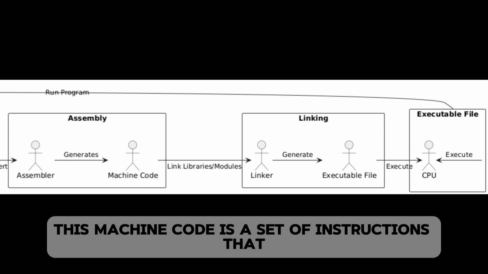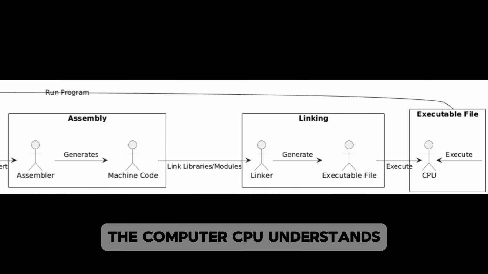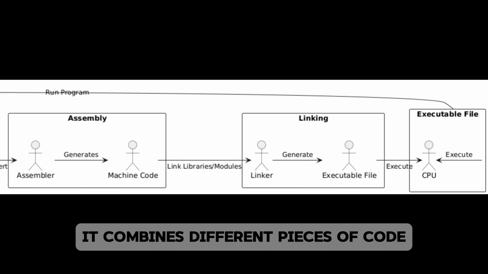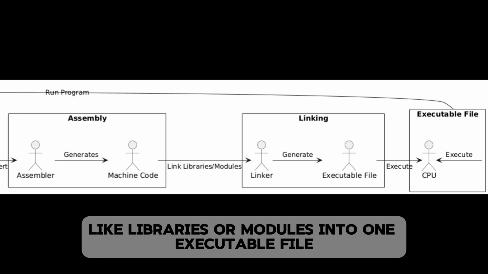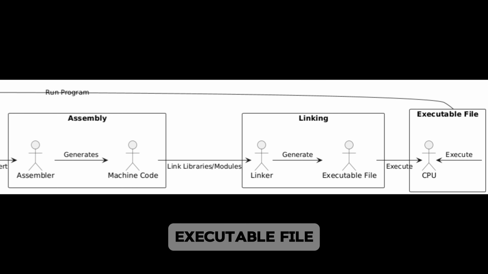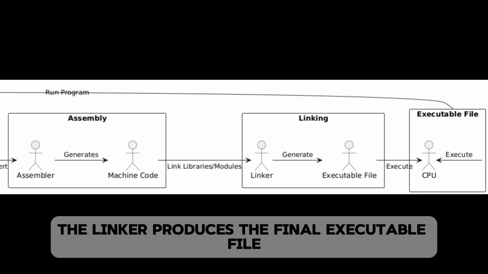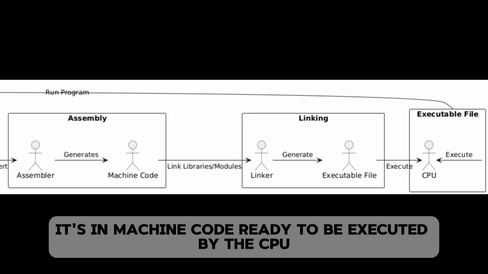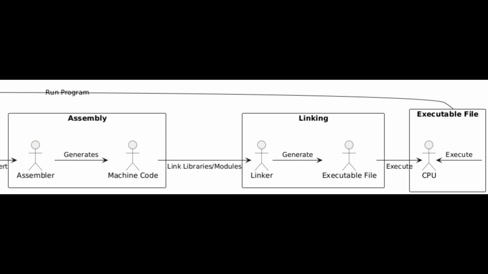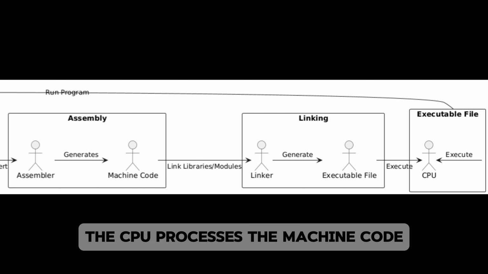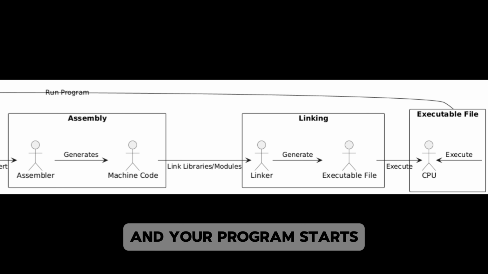This machine code is a set of instructions that the computer's CPU understands. Linking. Now comes the linker. It combines different pieces of code like libraries or modules into one executable file. This is important if your program uses external code, such as a math library. Executable file. The linker produces the final executable file. This is the file you run on your computer. It's in machine code, ready to be executed by the CPU. Execution. Finally, when you run the executable, the CPU processes the machine code, and your program starts.